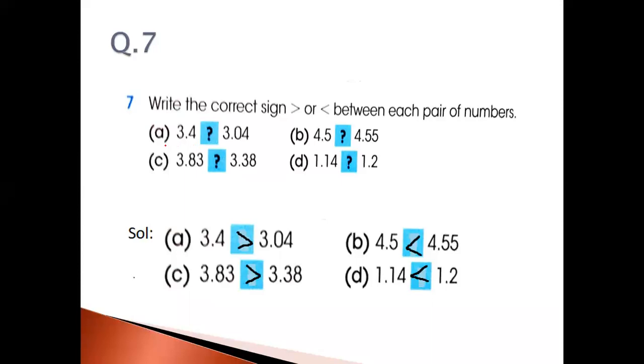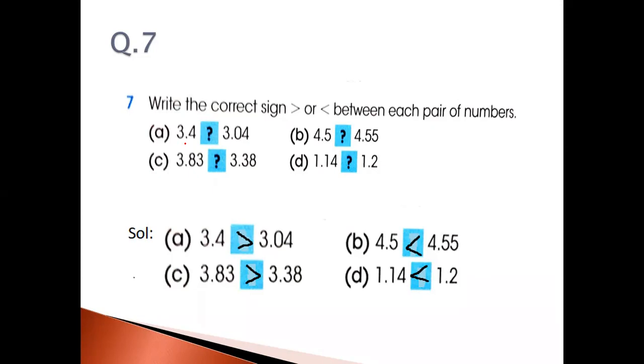Here you can see for A, 3.4, and here's a question mark for the symbol, then 3.04. You can see that the whole part of both numbers is the same, 3 and 3. So we cannot decide with the help of the whole part which number is greater. Let's take help from the next part.